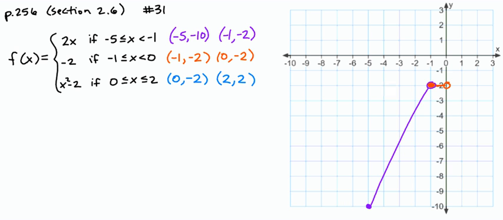So starting at the point 0, negative 2 with a closed circle, ending at the point 2, 2 with a closed circle. And be sure to deliberately make this look like a curve. And there's our piecewise graph.